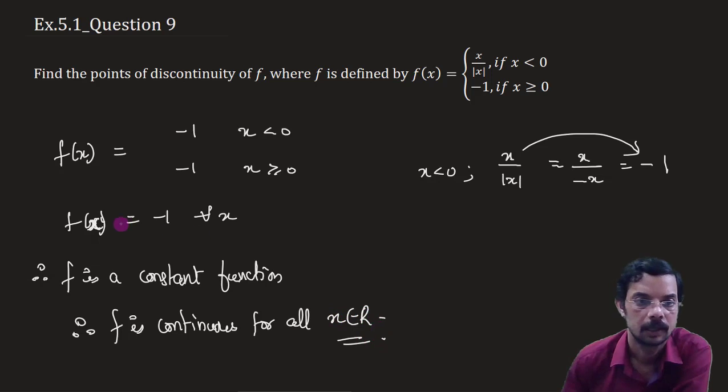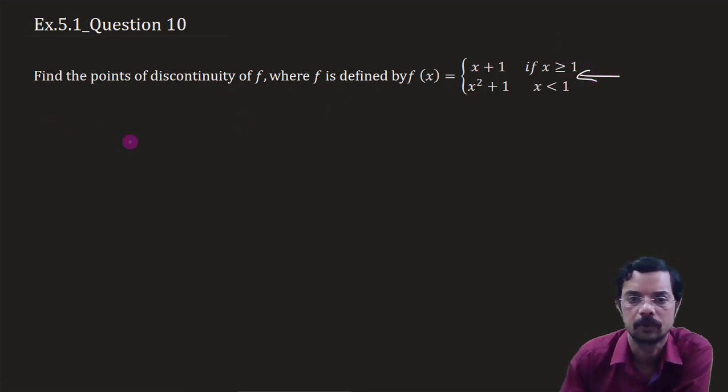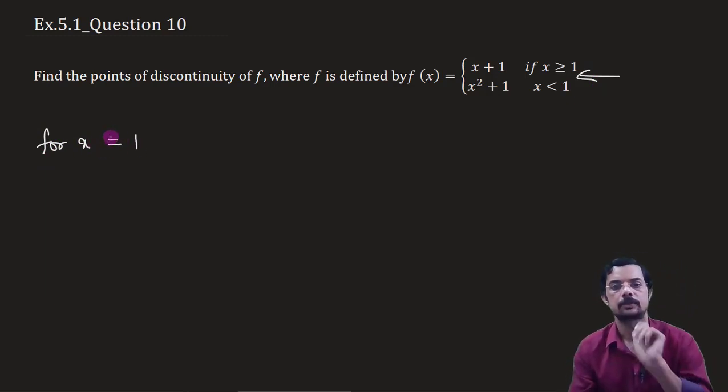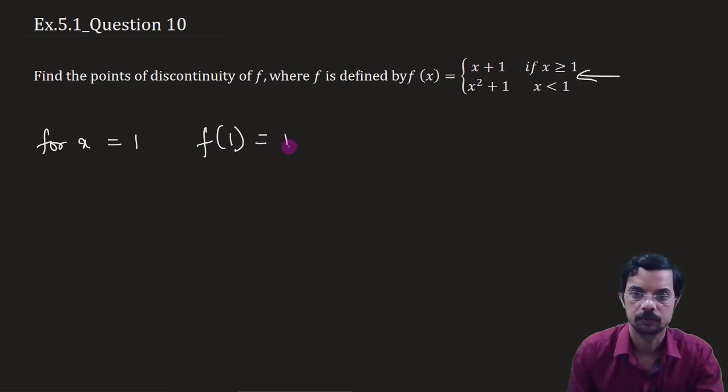Okay. Next question, question number 10. Find the points of discontinuity of f where f is defined by the function as follows. So here we shall check the discontinuity at x equal to 1 only. We'll check at 1. For x equal to 1, what is f of 1? f of 1 is defined here, so it is 1 plus 1, and that is equal to 2.